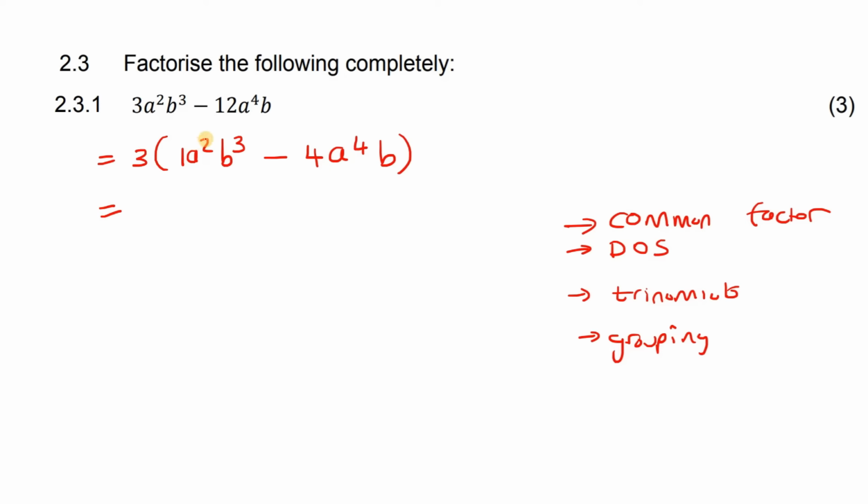So here we can see we've got 2 a's, and here we can see we've got 4 a's. So you can take out the smallest number, which is 2 a's. So you take out 2 a's, and then here we've got 3 b's, and here we've got 1 b. So we can always take out the smallest number, which is a 1. Now, let's see what we have left.